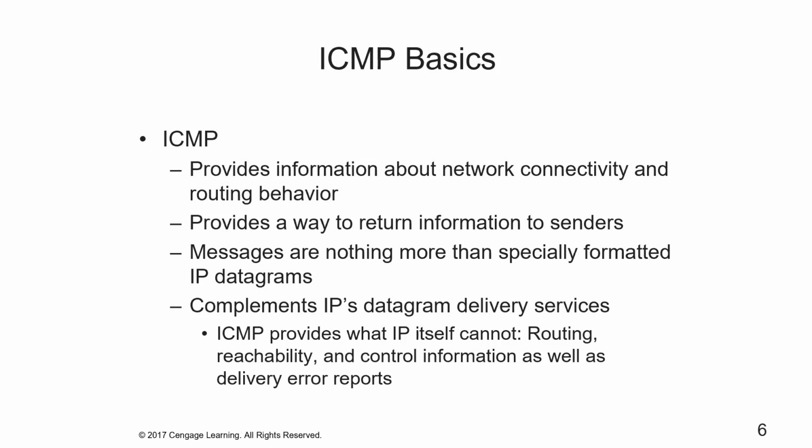So ICMP, what does it do? It provides information about network connectivity and routing behavior. It gives you a way to return information to senders, and messages are really nothing more than specially formatted IP datagrams. And it complements the IP datagram delivery services. ICMP provides what IP itself can't: routing, reachability, and control information, as well as delivery error reports.